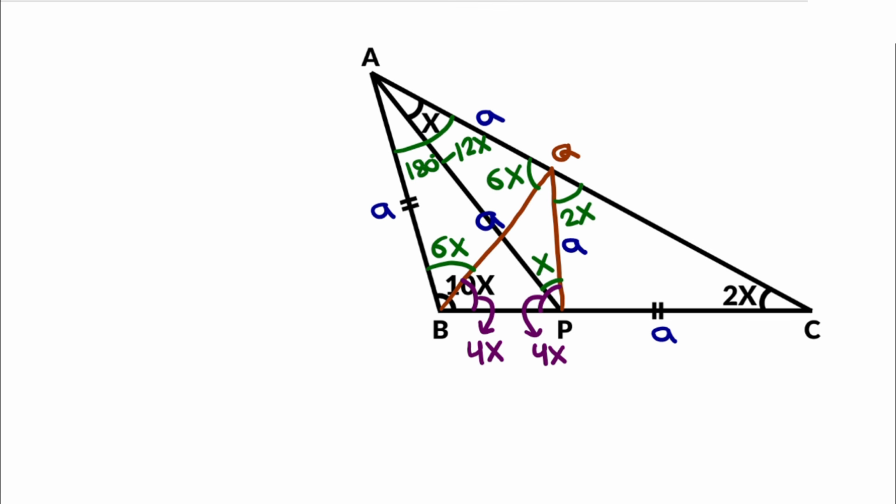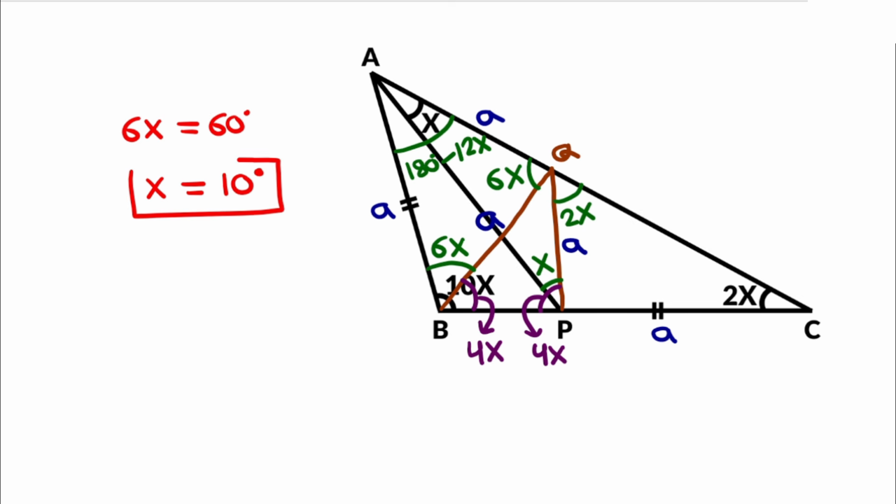Now look back at triangle ABQ. AB equals A, AQ equals A, and BQ equals A. All three sides are equal. So triangle ABQ is equilateral. Every angle in an equilateral triangle measures 60 degrees. Earlier, we proved that each base angle of triangle ABQ is 6x. So, 6x equals 60 degrees. Divide both sides by 6, and we get x equals 10 degrees.